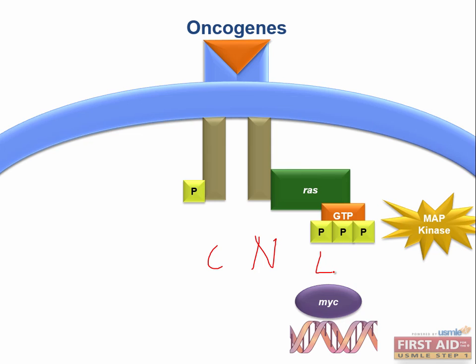So specifically, what if there's overactivation of c-MYC? What type of cancer is that? Burkitt's lymphoma. What about the N? N stands for neuroblastoma. The L, lung cancer. So that makes sense, except for the C, which stands for Burkitt's. With Burkitt's, you need to know the specific mutation.